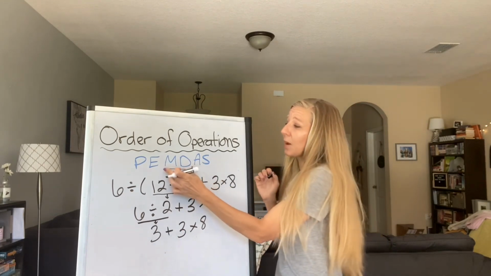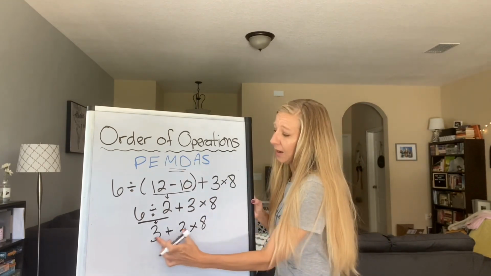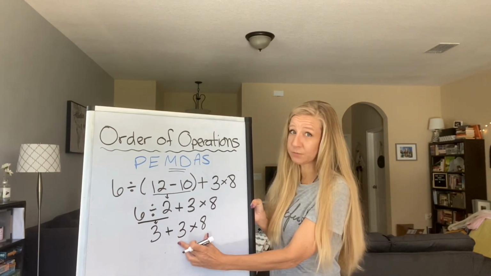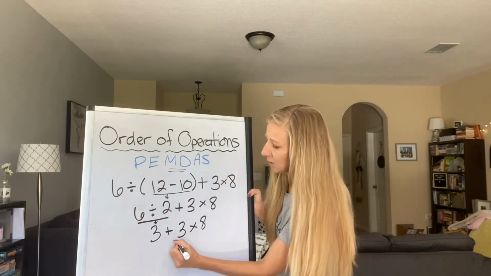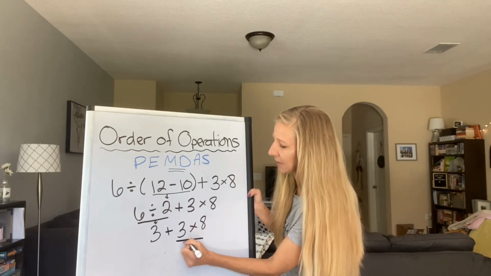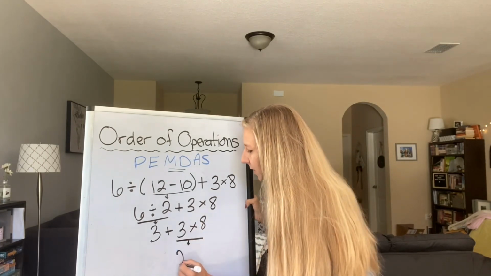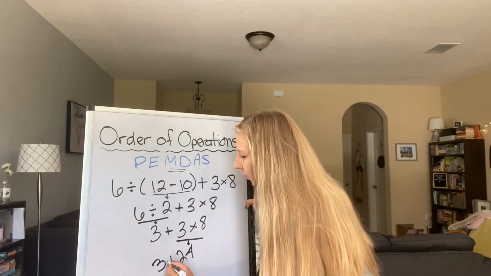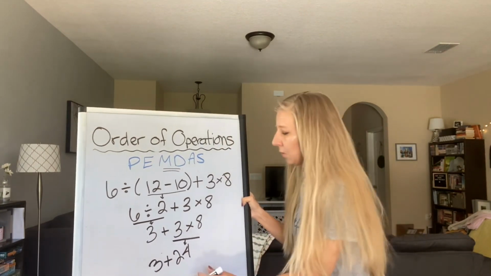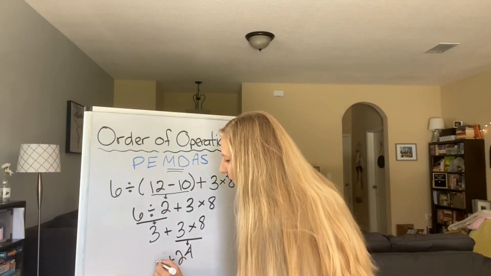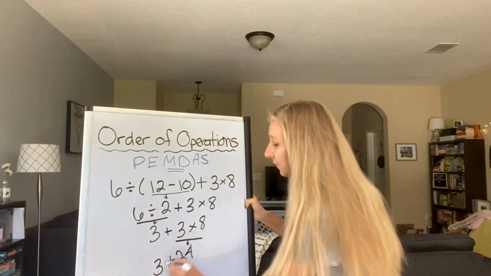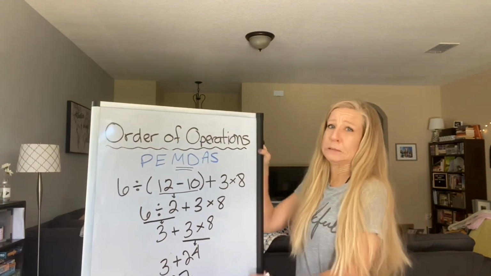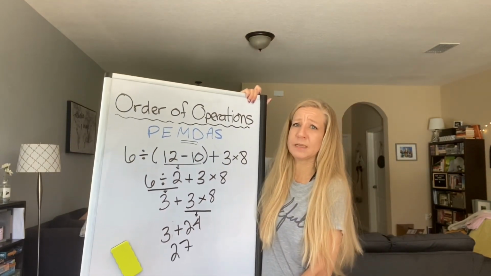Now I'm still on my multiplication division step, and I know that we have some addition here, but we're not going to solve that first. We have to solve the multiplication first, according to our order. So we're going to do 3 times 8, and I'll write my answer here. That's 24. And now I'm going to do 3 plus 24, which would give me 27.